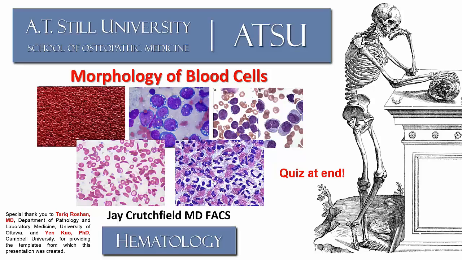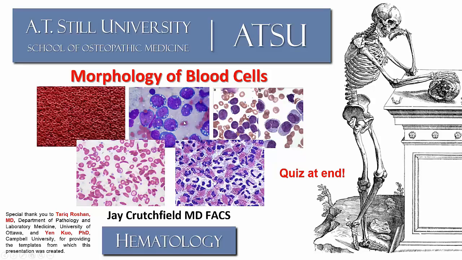Welcome to this presentation on morphology of blood cells. In this presentation, we will take a look at a variety of the blood cell types that you can see on a peripheral smear. And the interesting thing is just how much information you can get from looking at these blood cells. I want to thank Dr. Yen Kuo for giving me a template from which this presentation was created, and also give credit to Dr. Roshan from the University of Ottawa for helping with part of the template for this presentation.